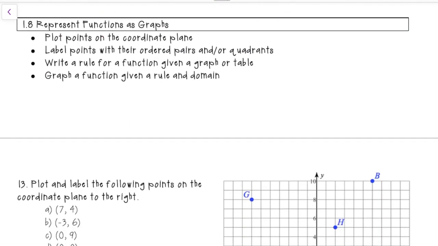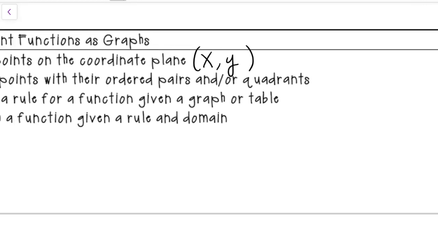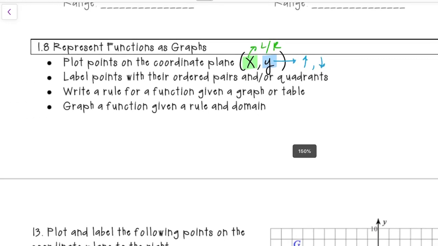And then lastly, our last section was section 1.8, where we represent functions as graphs. So from this section, you need to be able to plot points on the coordinate plane, and remember those come as ordered pairs. And your number that comes first in your ordered pair is always your x coordinate. That tells you how to move left or right. If it's positive, you're moving to the right. Negative, you're moving to the left. Your y always comes second. That tells you whether you're moving up or down. Positive y's tell you up. Negative y's tell you down.